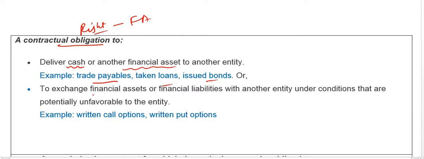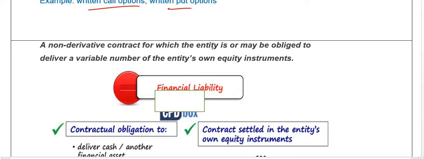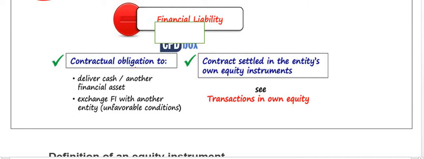The second thing is exchange of financial asset or financial liability with another entity under conditions that are not favorable for you. So here we have the written call option, which is the opposite of the purchased call option and purchased put option. And a non-derivative contract for which the entity is or may be obliged to deliver a variable number of its own equity instruments. This is just a summary that financial liability is a contractual obligation to deliver cash or a financial asset, or exchange financial instruments with another entity under conditions not favorable to the entity. Now the last thing from the definition is equity instrument.